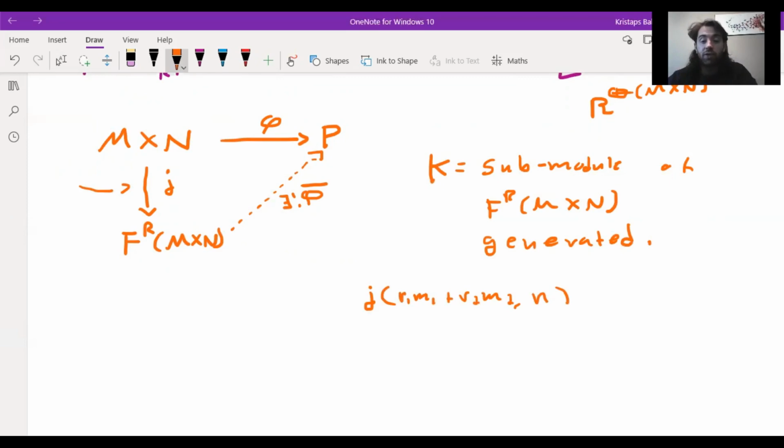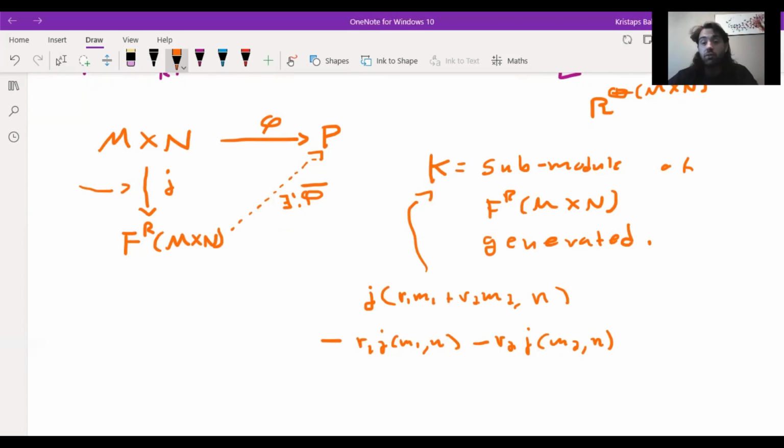We're going to set this relation to be this, subtract R1 times J(M1, N), minus R2 times J(M2, N). And if this whole expression were 0, that would be one of the conditions we need for J to be a bilinear map, right? It's linear in one of the components, fixing the N. And we want to make sure this holds for all possible choices. So we're going to toss this in. This is going to help generate the submodule.